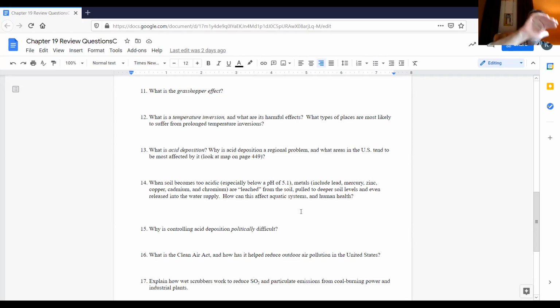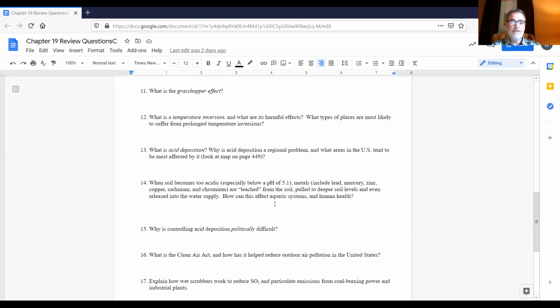It goes up and then it comes down someplace else. It can come down on the land, and then as grazing animals eat it, it can get into them that way, or it could land in the water and pass through food chains that way, and bioaccumulate and biomagnify as it moves up the food chain. All right, question 12. What is a temperature inversion or a thermal inversion, and what are its harmful effects, and what types of places are most likely to suffer from prolonged thermal or temperature inversions?